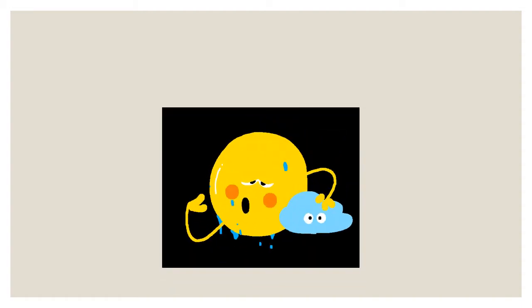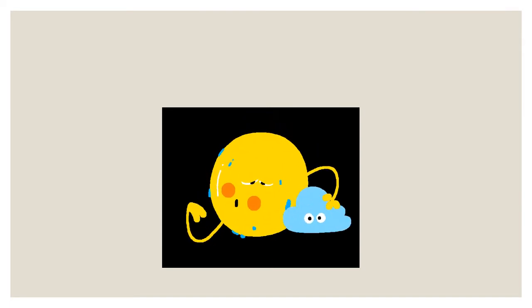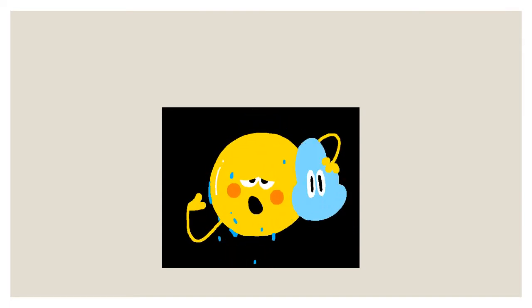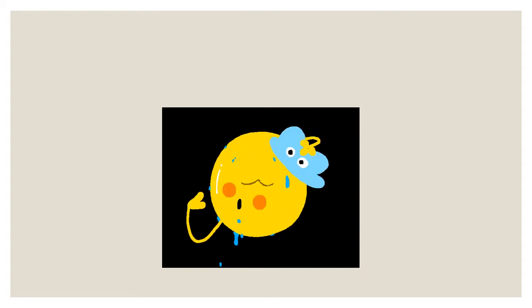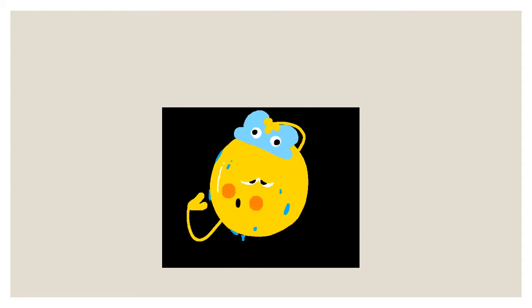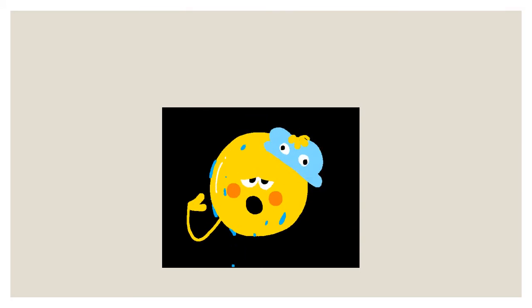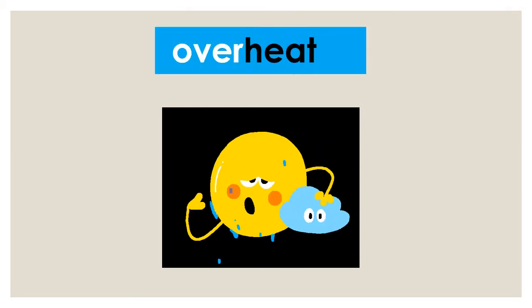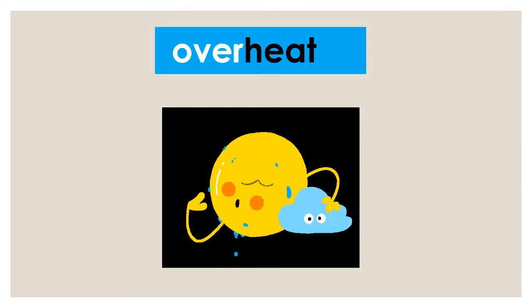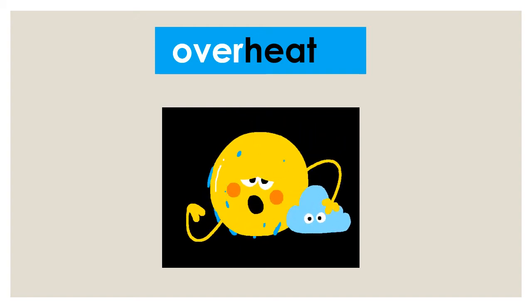Now we have the last prefix. Look at this picture. How does it feel? As you see, too much hot, very, very hot. Okay? So, what is the meaning of too much? Which prefix means too much? It's over. So here it's overheat or over hot. Okay? So here over means too much.